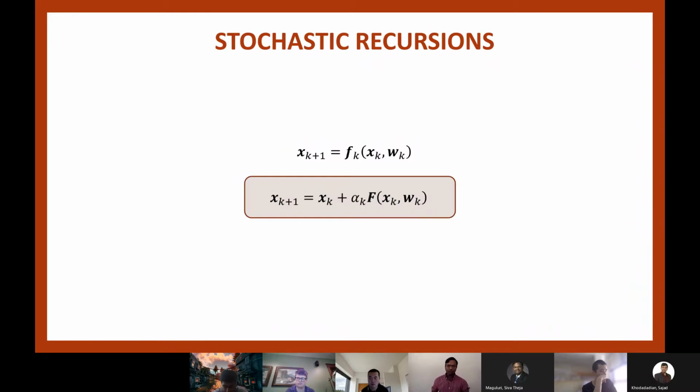In this talk, we'll focus on a slightly more specific form. The first thing I did is I wrote this in the form of xk plus something. That is without loss of generality because I can add and subtract xk. But the second thing, which is with loss of generality, is that I made this capital F not depend on time. It's a fixed function, and alpha k is a step size. So I took the time dependence of little f and then put it in the step size alpha k. So alpha k is typically called the step size.